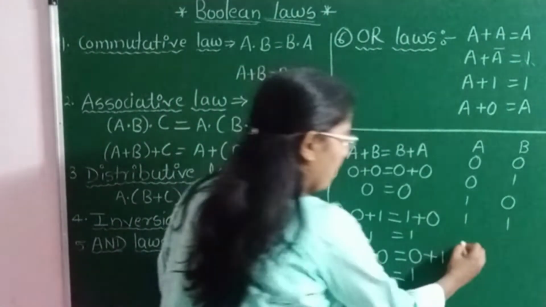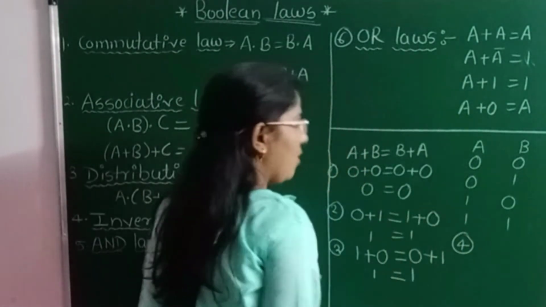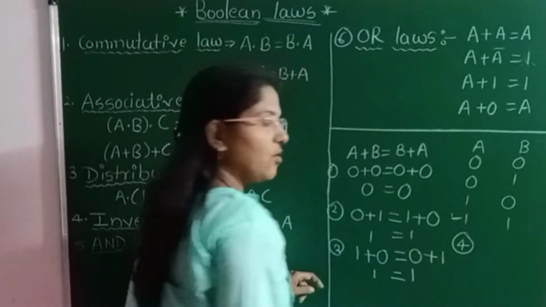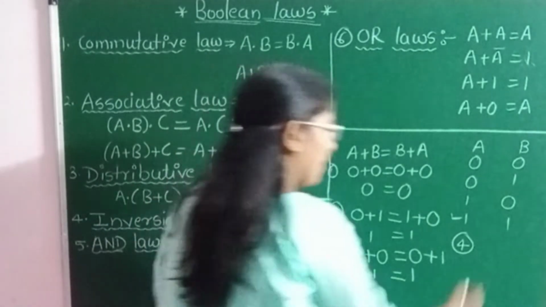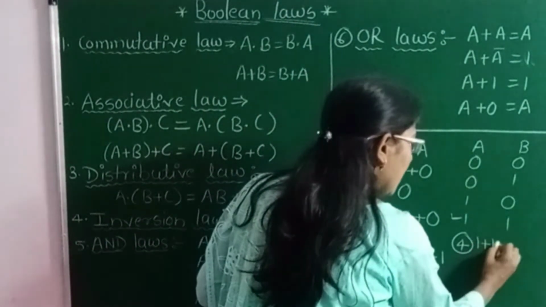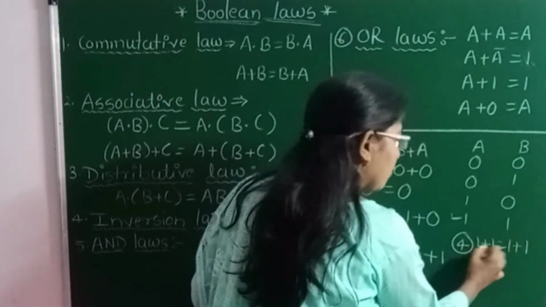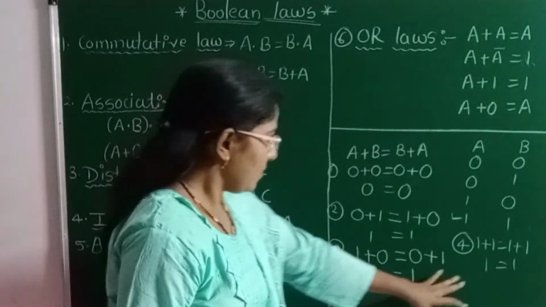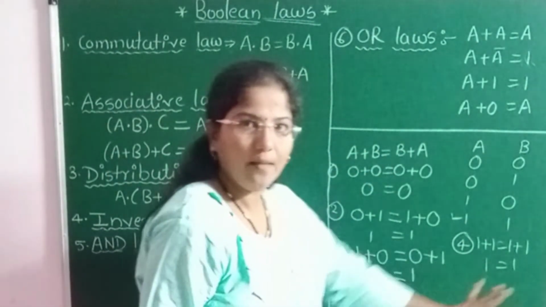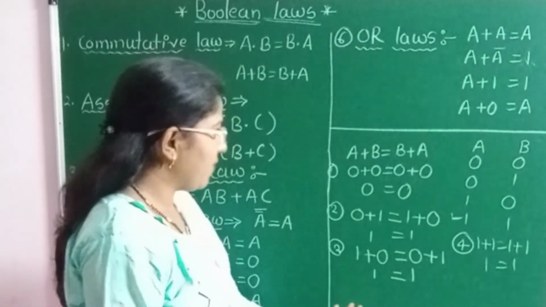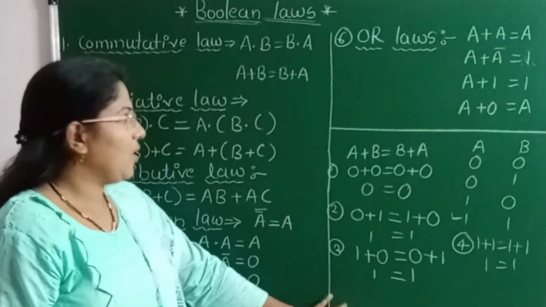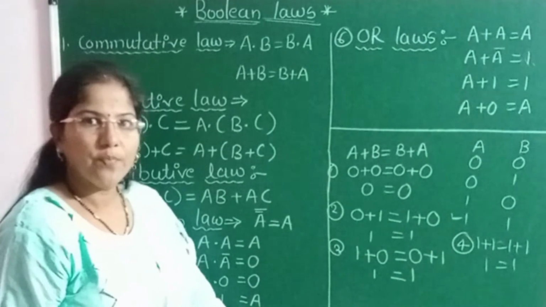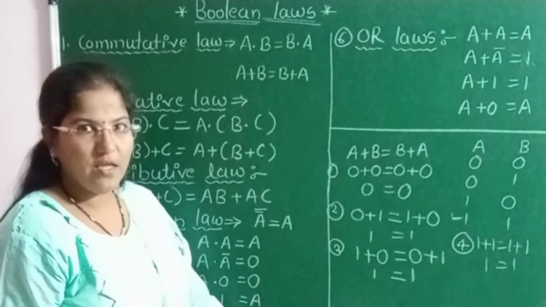In the same way, we can do it for the fourth combination also, where A is equal to 1 and B is equal to 1. So 1 plus 1 equal to 1 plus 1. So 1 plus 1 is 1, equal to 1 plus 1 is 1. So both the sides are again equal. So in this way we can prove all the Boolean laws by using all possible combinations of the values.